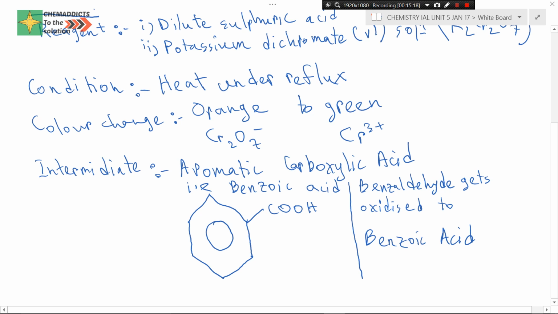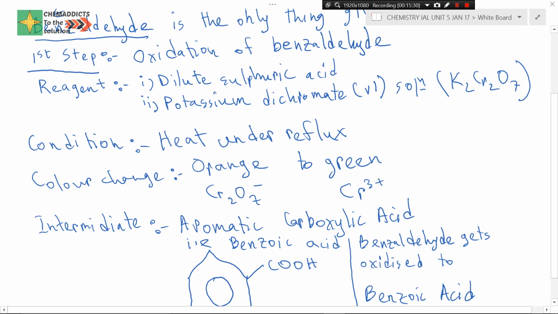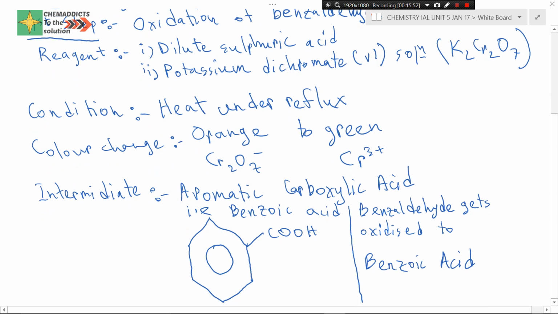That's the thing happening over here. So that's the whole thing for the first step. In the first step, we do oxidation of benzaldehyde. Reagent: dilute sulphuric acid and potassium dichromate(VI) solution. Condition: heat under reflux, color change orange to green. Intermediate: aromatic carboxylic acid, that is benzoic acid, and the structure for the intermediate would be this. Here benzaldehyde gets oxidized to benzoic acid.